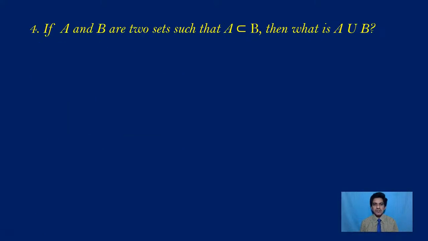Now, let us have a look at the fourth one. If A and B are two sets such that A is a subset of B, actually A is a proper subset of B, then what is A union B?